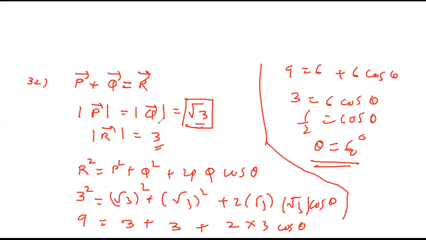Or our property: two vectors are equal, angle is 60, the answer is root 3 times. So 3 is root 3 times root 3. By the shortcut, 60 degrees could have been written. Next, 33.